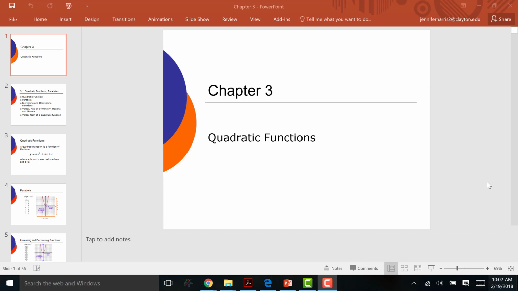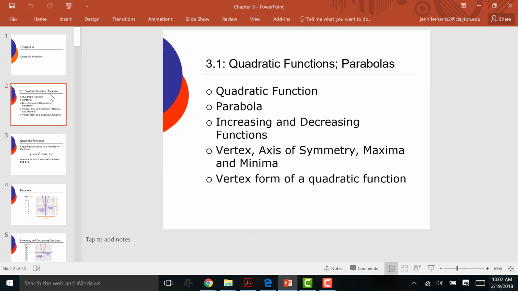Everything in this class will deal with all different types of functions. The first one is linear. Here is the second type. It's called a quadratic function. Will it look like the shape of a line? Not at all. So here is slide number two that gives you an idea of what we're going to start talking about in this chapter. We'll do as much as we can of this section, and then we'll stop. So we'll finish 3.1 either today or tomorrow, depending on how comfortable we are with it today.